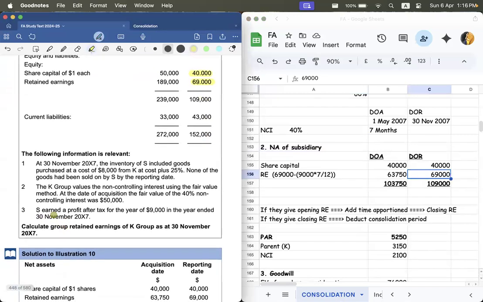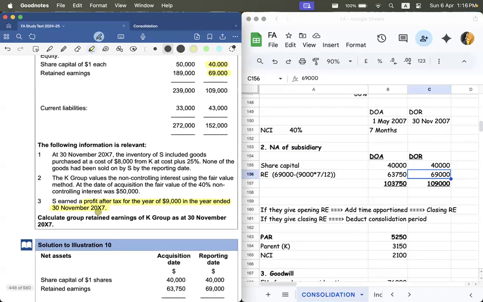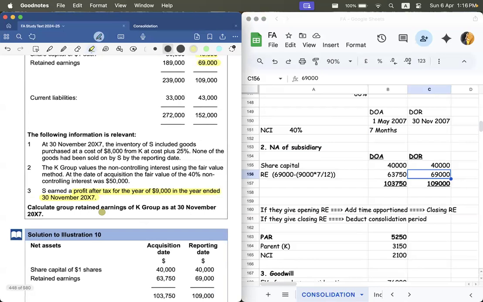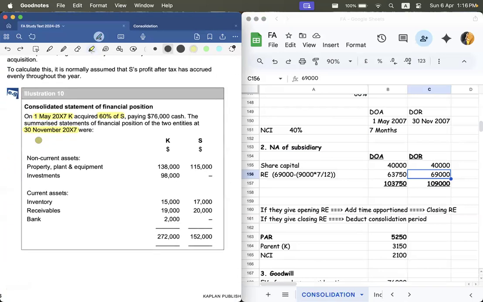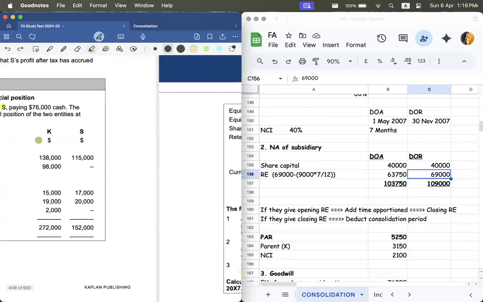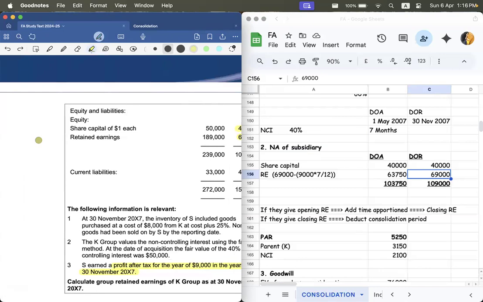See, they've told us S earned profit after tax of 9,000 in the year ended 30th November 2007. So if it is 30th November 2007, then that means it is the retained earnings of last year. Clear? Understood? Sorry, that is, they have given the profit for this year. Clear?